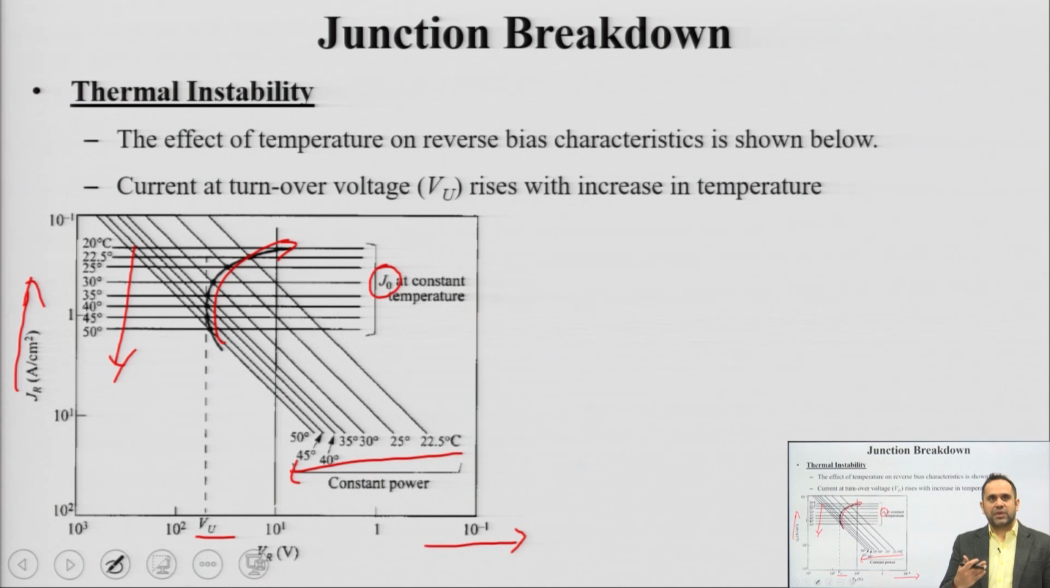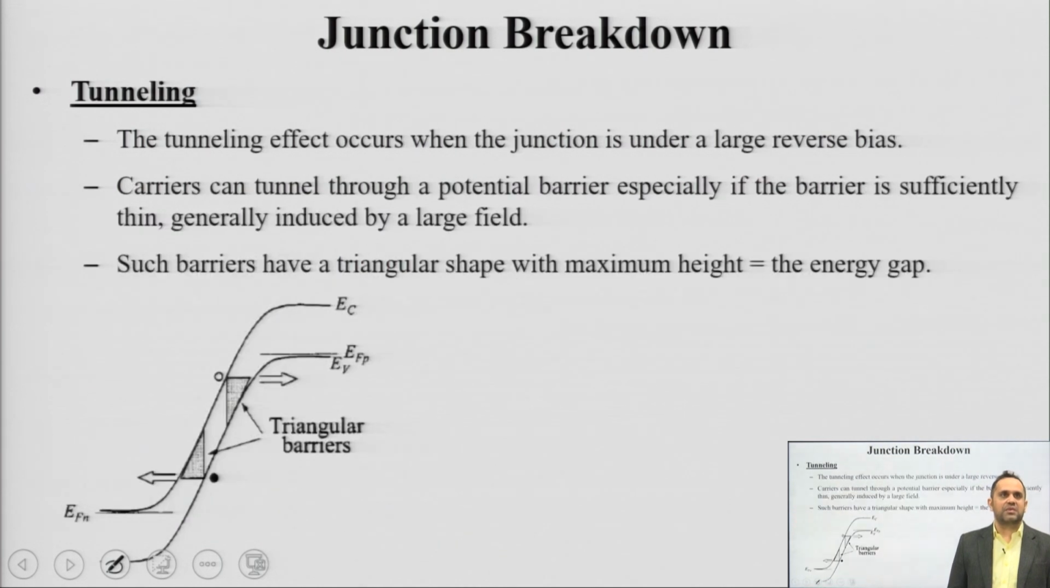Higher temperature, higher reverse current, further increases temperature, and there is further increase in reverse current. Eventually, your reverse biased PN junction breaks down. This is thermal instability. Tunneling effect usually occurs, which is another type of mechanism of breakdown. This generally occurs when the junction is under a very large reverse bias. Okay. Now, all the junction breakdown mechanisms occur during reverse bias only.